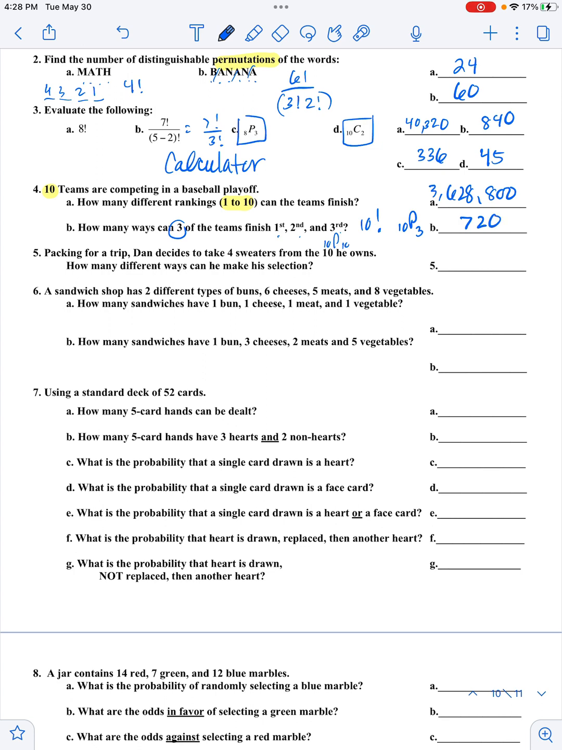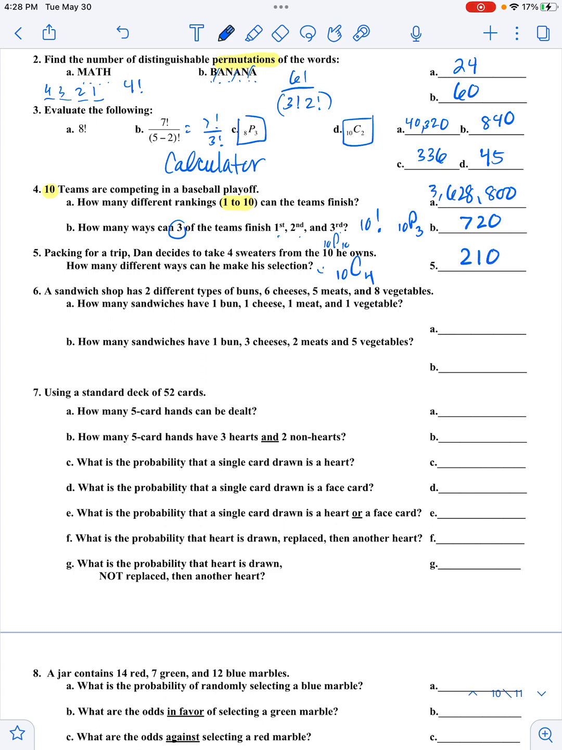Packing for a trip, Dan decides to take 4 sweaters from the 10 he owns. How many ways can he choose his selection? So he has 10 and he's choosing to take 4 of them along. It's not specific placement. It's just which group of 4 sweaters will he take out of the 10 that he has, and that should come out to be 210.